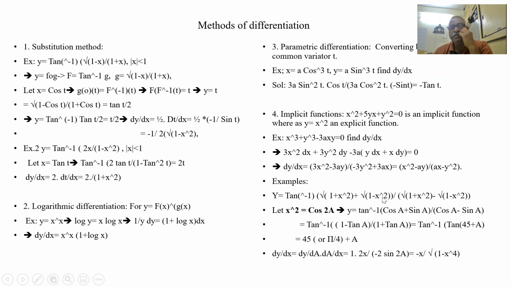Here also 1 minus x square, 1 minus cos 2a. This is 1 minus 2 sin squared a. So root 2 sin a. 1 minus 1 plus 2 sin square a, so root 2 sin a. So root 2 top and bottom getting cancelled. It becomes cos a plus sin a by cos a minus sin a, tan inverse. This is nothing but 1 plus tan a by 1 minus tan a, because I am dividing by cos a everywhere.